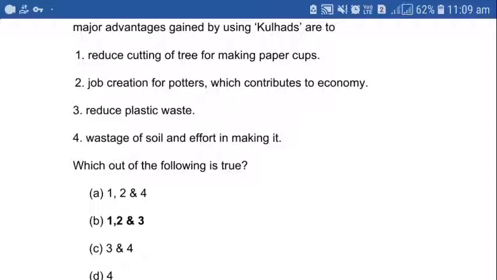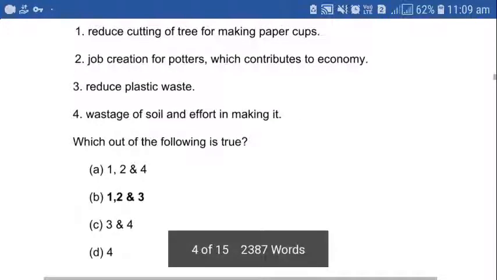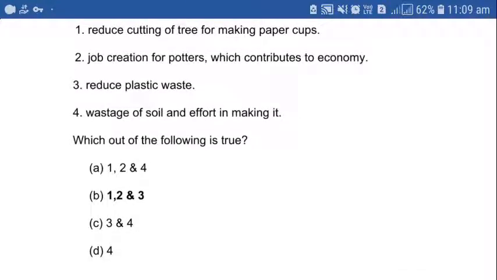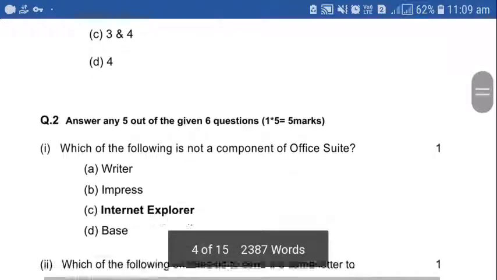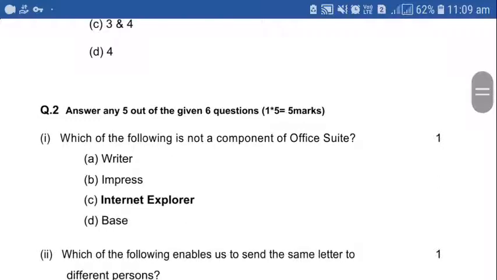Number 3, reduce plastic waste. Number 4, wastage of soil and effort in making it. So which is the right answer? Which out of the following is true? Option 1, 2 and 4, option 1, 2 and 3, option 3 and 4 and option 4. So right answer is option 1, 2 and 3, that is B. So question number 1 is now over.